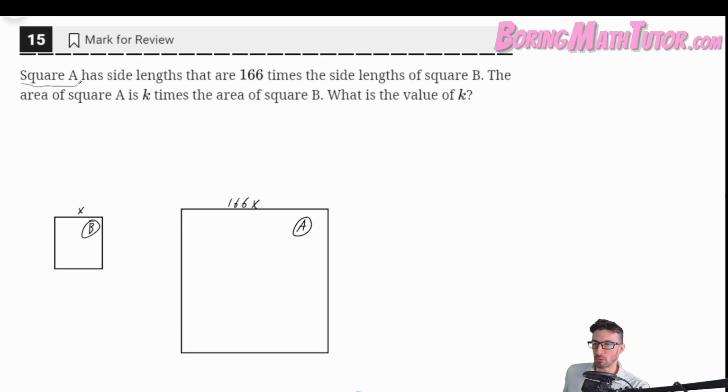They told us that square A has to have side lengths that are 166 times the side lengths of square B. So I already drew 2 squares. I let the side length for B be x, and I did my best to draw a side that looks like it's 166 times as big, and that would mean that that one would be 166x. But now we have to translate what they're saying over here.